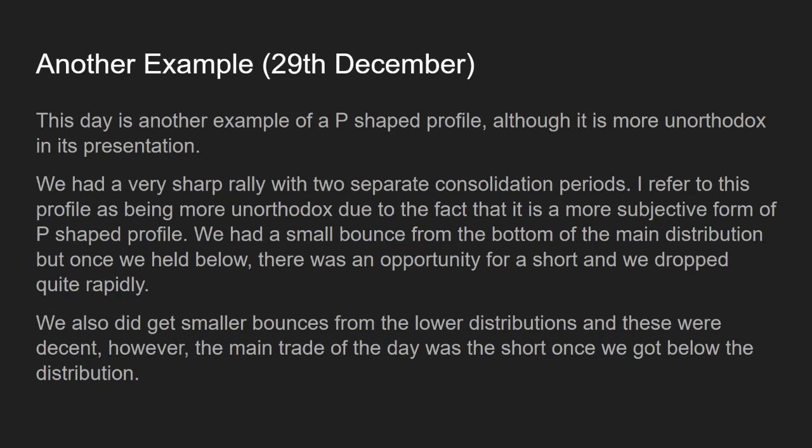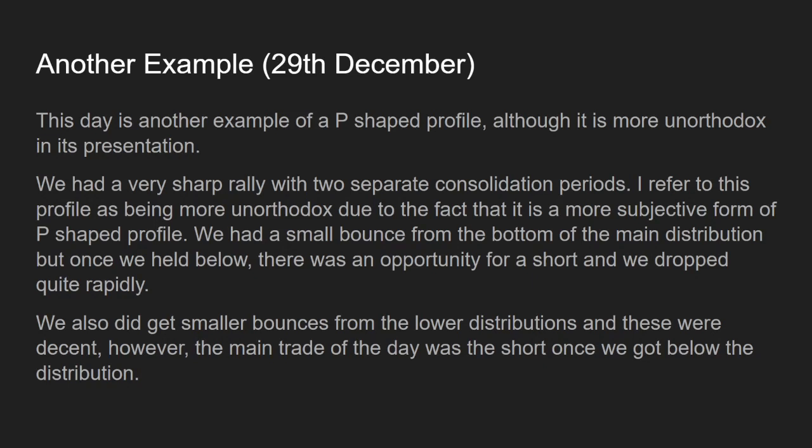Just some context for the day. We had a very sharp rally with 2 separate consolidation periods. That's why we get the slightly unorthodox shape in the P. I refer to this profile as more unorthodox because it is a more subjective form of the P shape. We did have a small bounce from the bottom of the main distribution, but once we held below, there was an opportunity for a short, and we dropped quite rapidly. We also managed to get smaller bounces from the lower distributions, another play type that I discussed in this presentation.